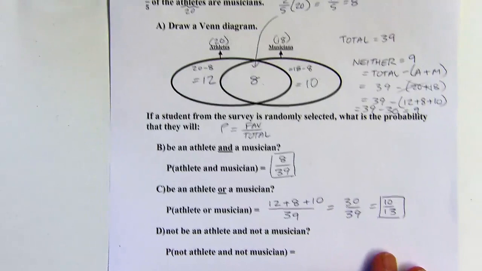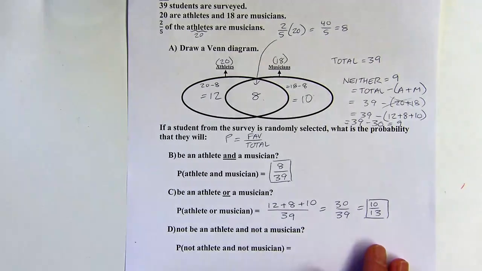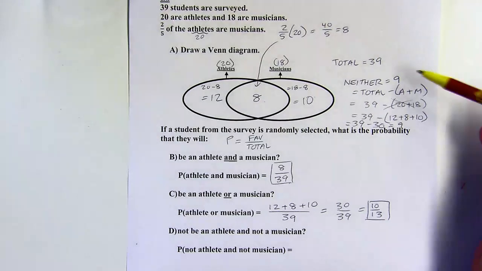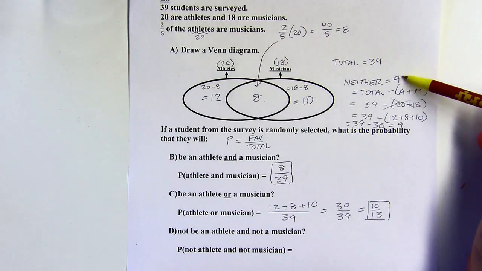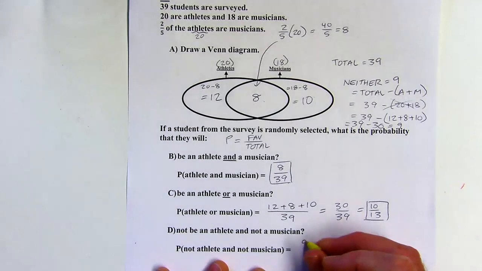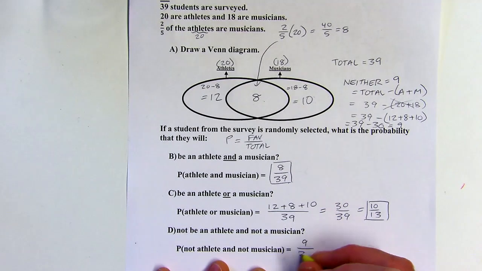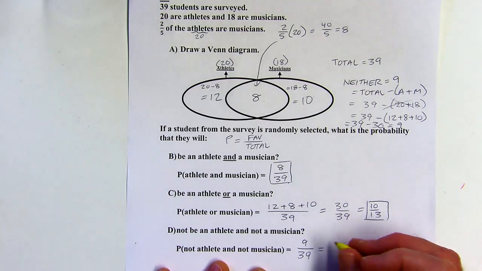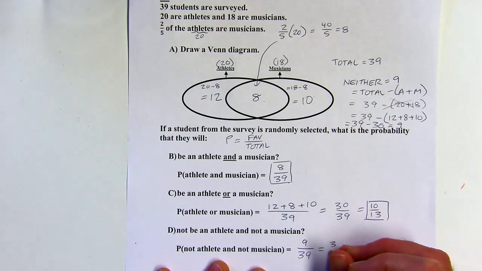All right, and then finally, let me zoom out here a bit. Probability that a student is not an athlete and not a musician. Well, that's the neither category, right? These 9 students are not athletes and they're also not musicians. So it's 9 out of the 39, and again I can reduce by 3 here. That would give me 3 over 13.